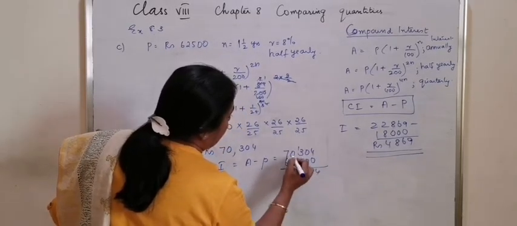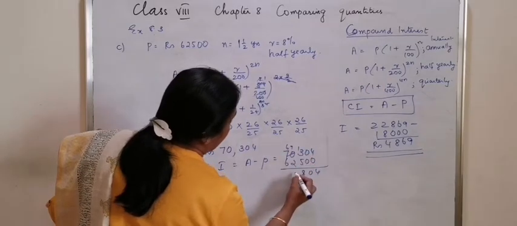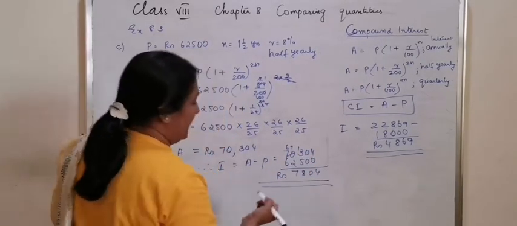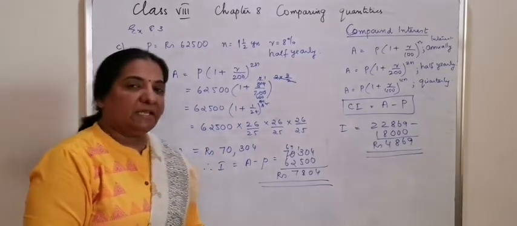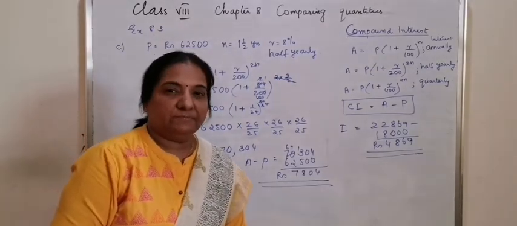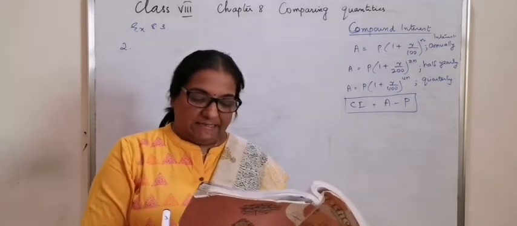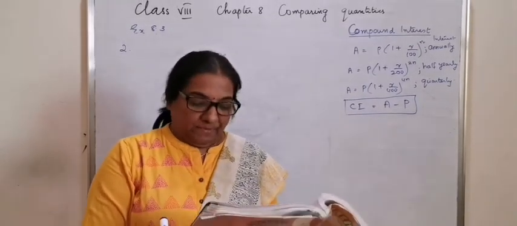18 is 8 and 69 minus 2 is 7. Rupees 7,804 will be the compound interest. Similar questions you can do on your own.